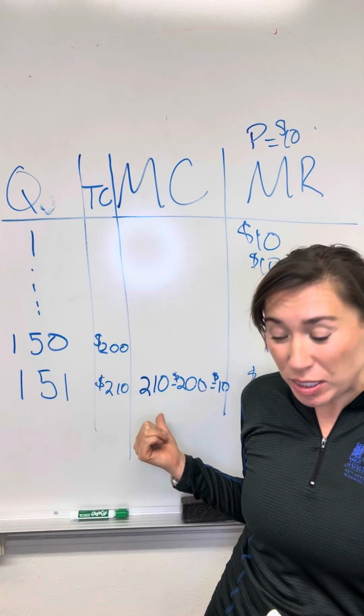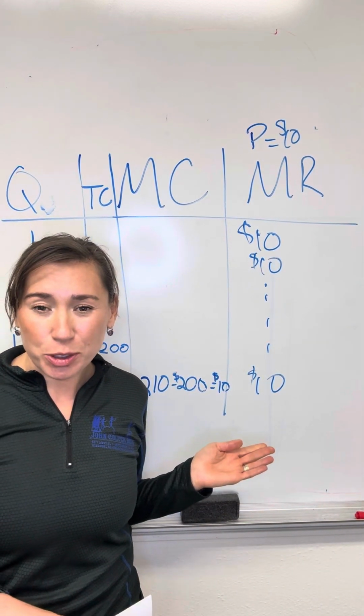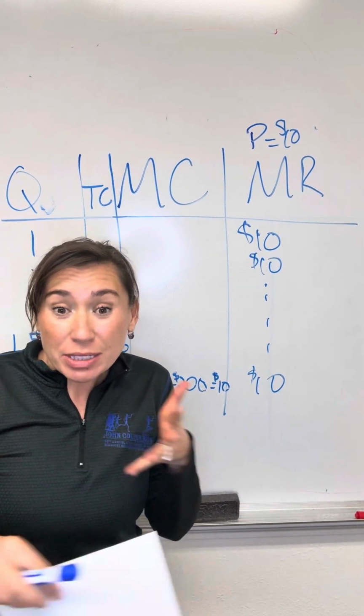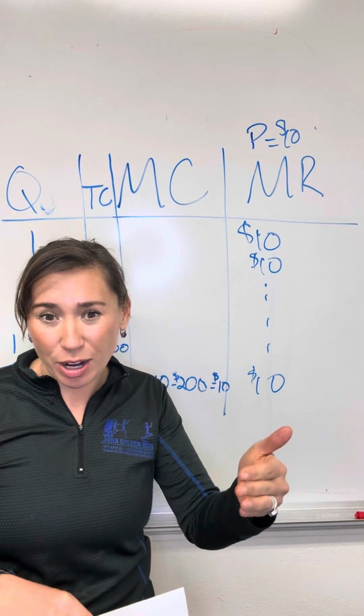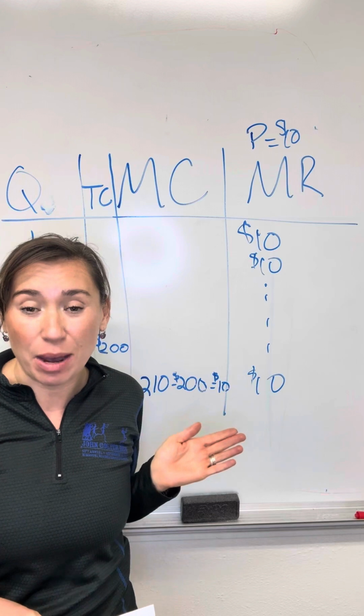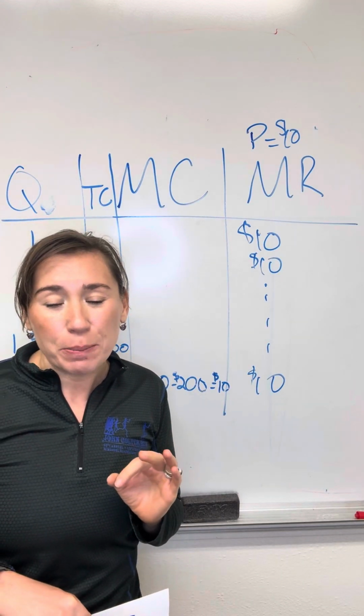And in this case, we can see something pretty miraculous: the marginal cost equals the marginal revenue, meaning the best I can do to profit maximize is to produce where marginal cost equals marginal revenue. In this case, it happens at 151 units produced.